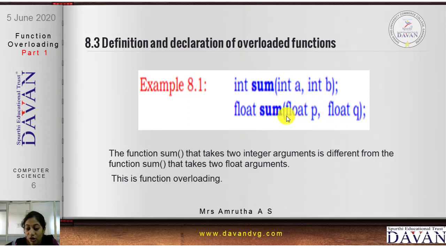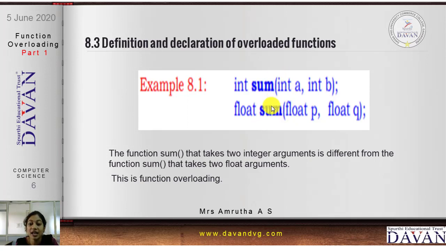The second set of arguments are of float type. The number of arguments here is also 2 arguments. Here also 2 arguments, float P, float Q. 2 arguments have been passed. Number of arguments are the same, but the type of arguments changes. Here is integer, here is float. This is the difference. This is what makes function overloading. And the return type of this function is float. This is called overloaded function declaration.